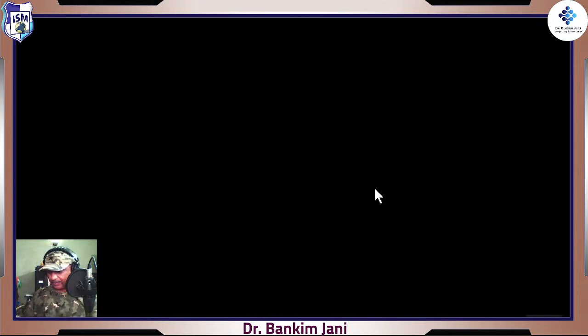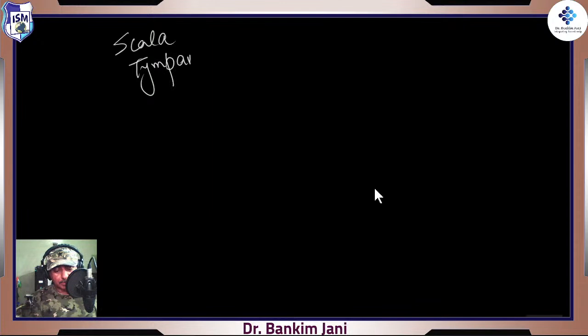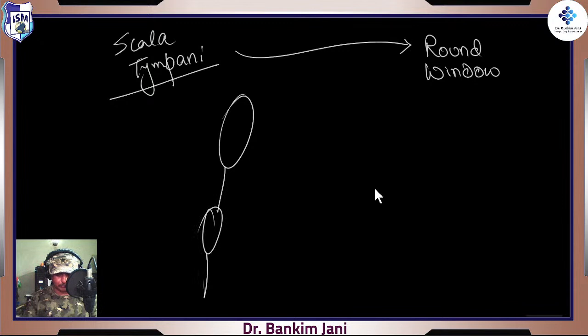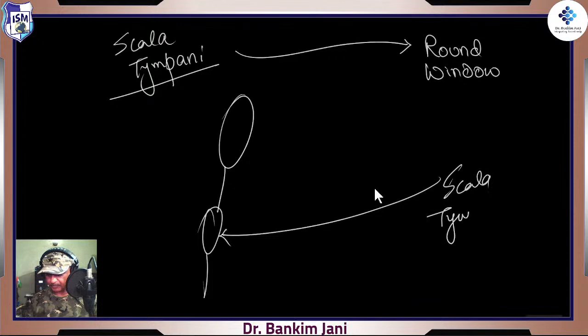Now we take another page. Say this is scala tympani. So scala tympani, as we said, will be going all the way outside. It will terminate at the round window. Now you remember the round window. Let's say there was the oval window, there was the round window. So that scala tympani will terminate over here. That's scala tympani. Because the function of the scala vestibuli is for the auditory part.